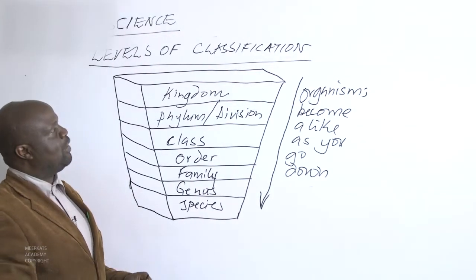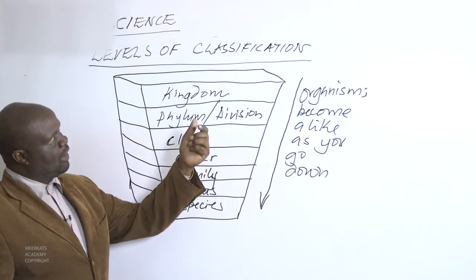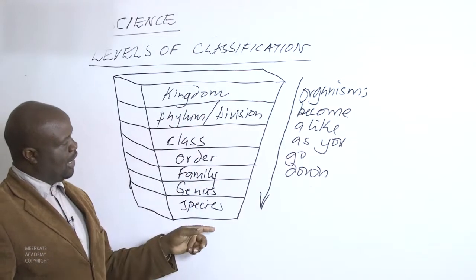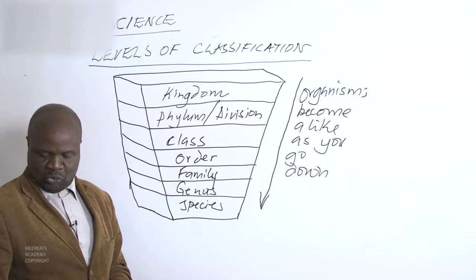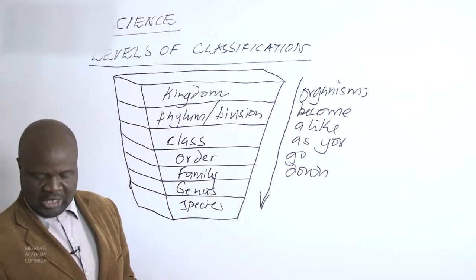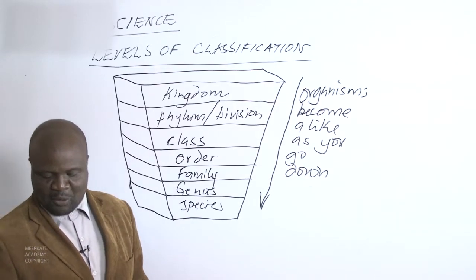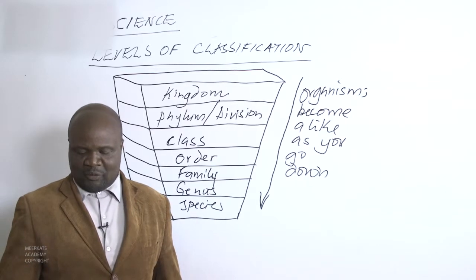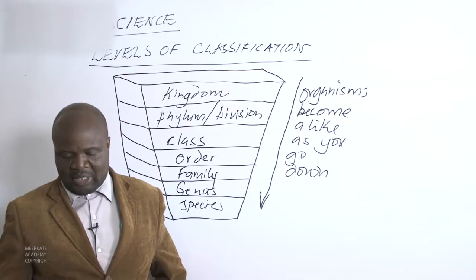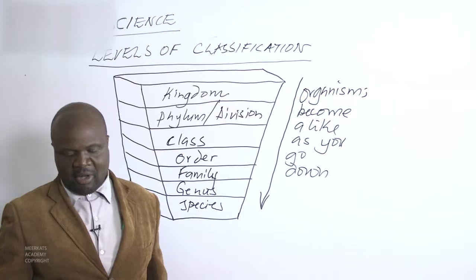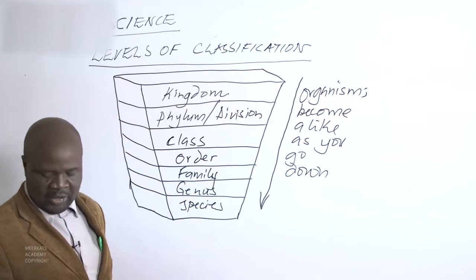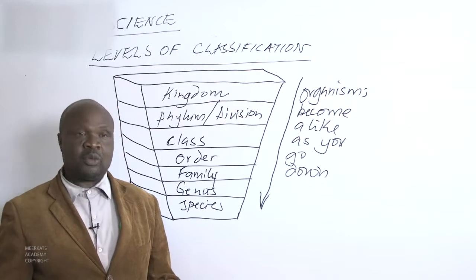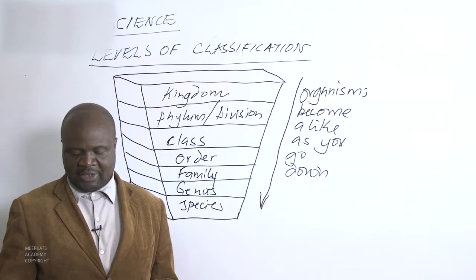So we are saying when you are coming down from up, the organisms tend to resemble each other. Organisms of the same species are most similar, but not identical. They are not identical. When you look at the people around us, they will resemble us, but they will not be exactly like us.